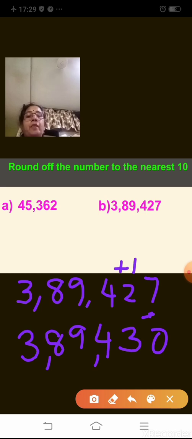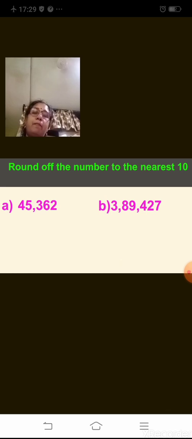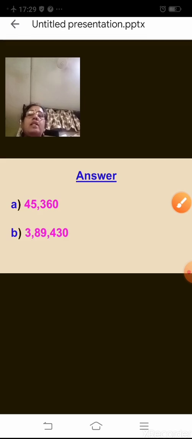3,89,430. So understood when to add 1 and when you are not supposed to add, that is when your number is followed by 5, 6, 7, 8 or 9, you add 1 to the previous number, and if your number is followed by 0, 1, 2, 3 or 4, you keep the number as it is in the tens place. So your answer is 45,000.